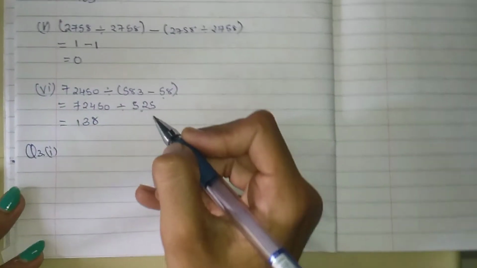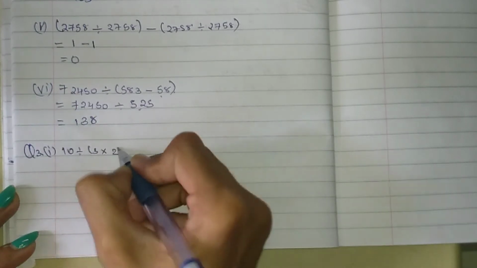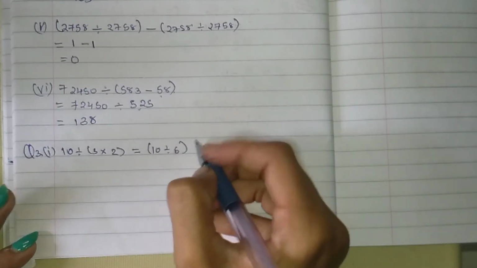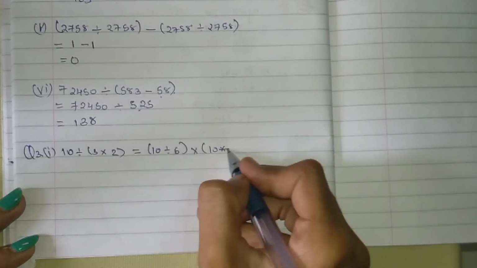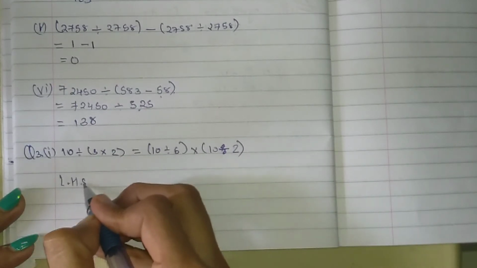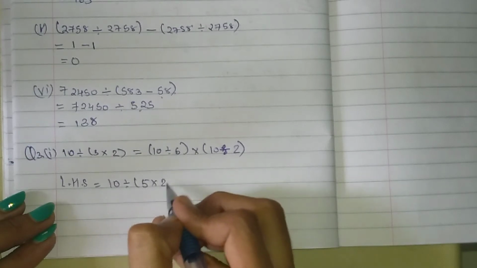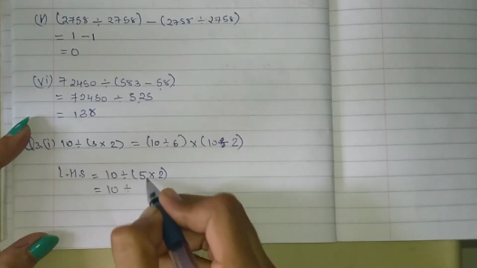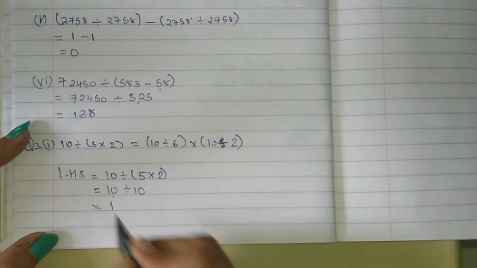first one, question is 10 divided by 5 multiplied by 2 equal to 10 divided by 5 multiplied by 10 divided by 2. Now first we will solve the LHS, left hand side, which is 10 divided by 5 multiplied by 2. So 10 divided by 5 2s are 10. First we'll solve bracket. 10 divided by 10 is 1.